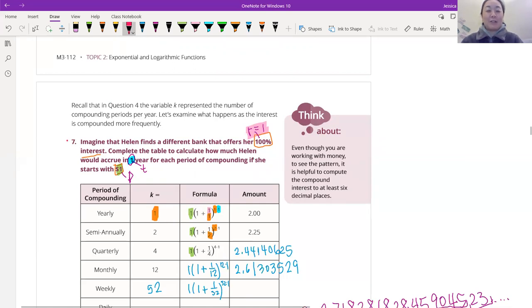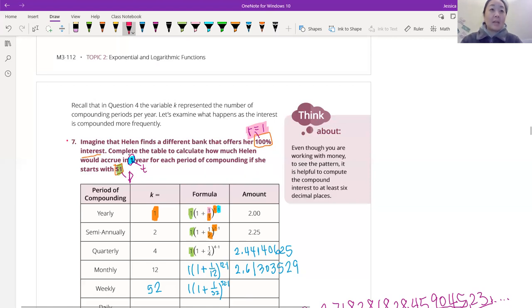Wouldn't that be nice? You loan them like $1 and they give you $2 back, or you loan them $10, they'll give you $20 back. That would be amazing, right? But that's not going to happen here. So that's what we're imagining. So it's 100%. So what is 100% as a decimal? It would be exactly 1. So R is equal to 1 in this case.